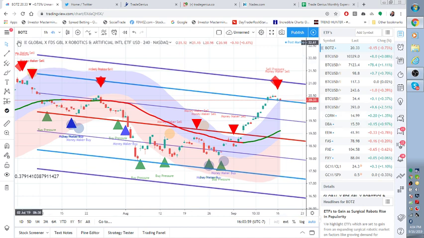So this is BOTS, the robot one. First of all, I like to look at the 4 hour. This is a 65 period moving average. This is the standard deviation 1, 2, and 3, looking back 100 4 hour periods.